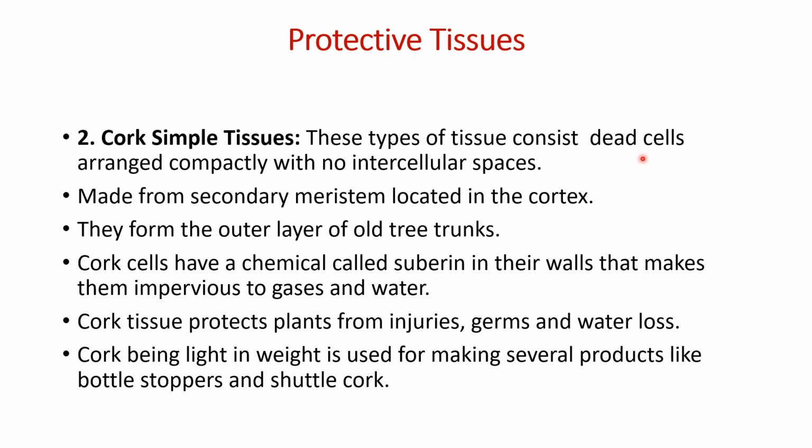They are arranged compactly, right, with no intercellular space, right? And what are they made up of? They are made by a secondary meristem located in the cortex. We have heard about meristem, right? But these are the secondary meristem located under the cortex. So these are dead cells. Okay, and in most of the huge trees, big trees, right, the trunk of the trees, you will see these corks are present. The outer layer of the trunk of the tree is made up of cork.